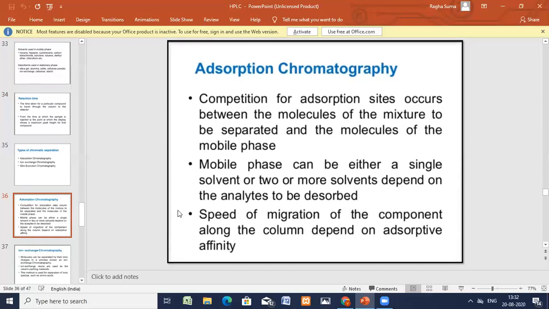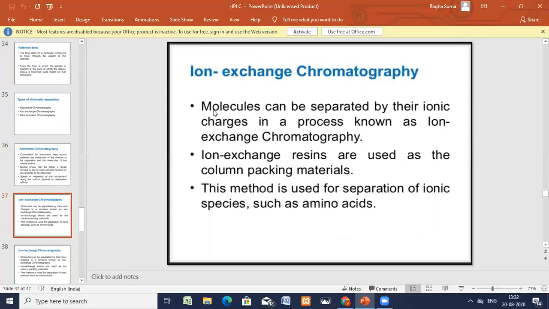This is adsorption chromatography. Now, ion exchange chromatography. Molecules are separated according to their ionic charges in the process known as ion exchange chromatography. Ion exchange resins are used as the column packing material. This method is used for separation of ionic species such as amino acids.